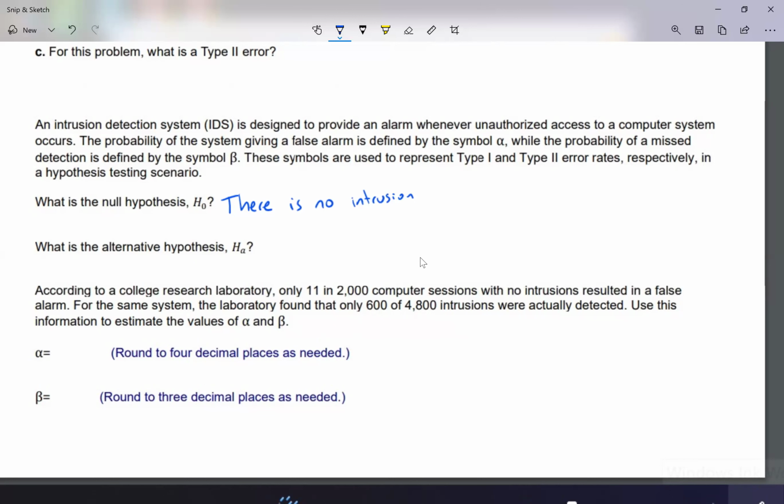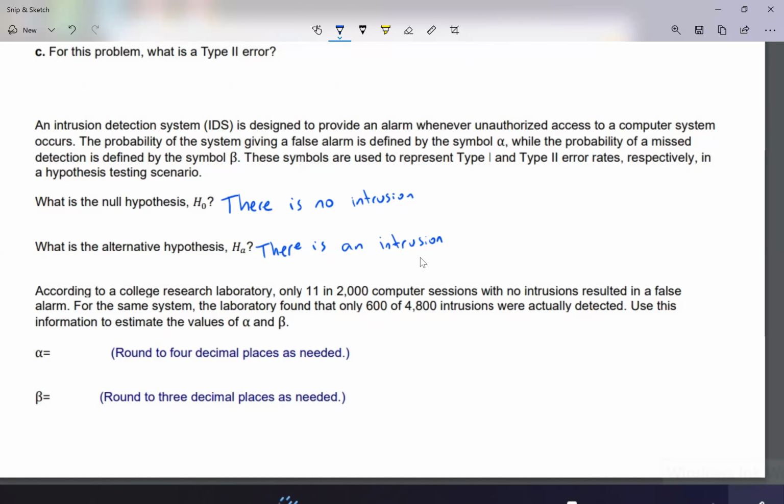Okay, so what will be the alternative hypothesis? Because they say they're good, but how do I know? What will be the opposite of that? Well, that there is an intrusion, right? So the alternative will be there is at least one intrusion. So they failed.